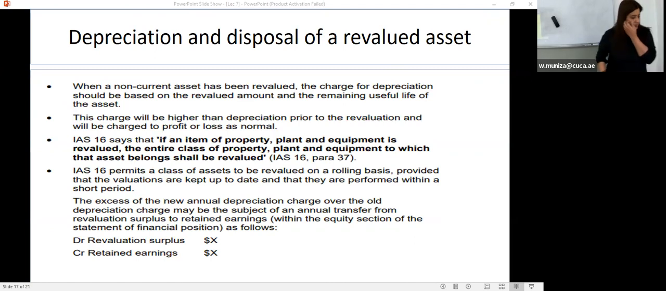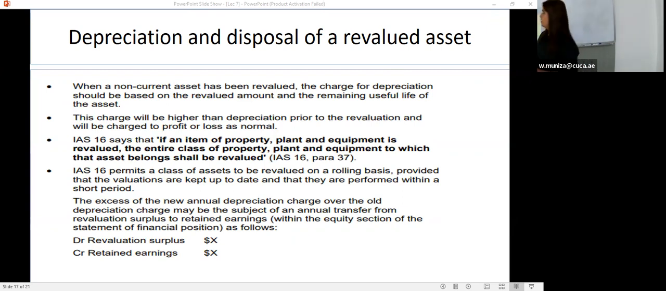Okay, now students, sometimes the situation comes that there is a depreciation and disposal of a revaluation asset. Now let's read it first, then we are going to discuss. When a non-current asset has been revalued, the charge for depreciation should be based on the revalued amount and the remaining useful life of the asset. Now what happens? When we are revaluing an asset, its amount is now more than the cost. Its revalued amount is now more than the cost. So depreciation will also be more than the previous year depreciations.